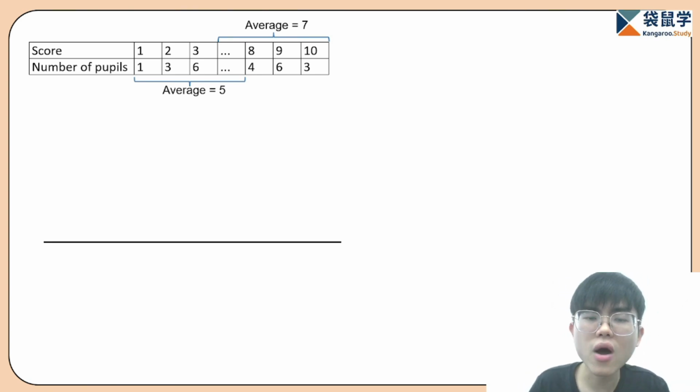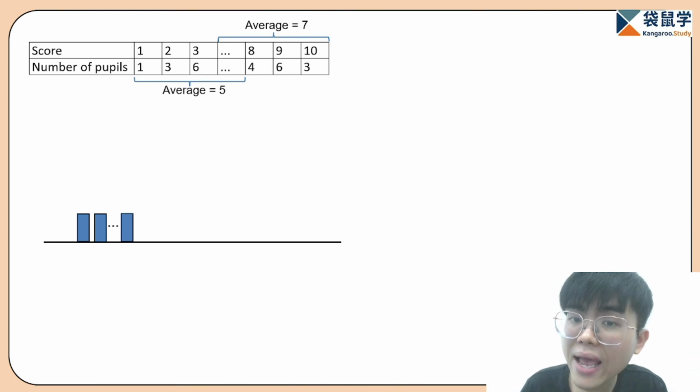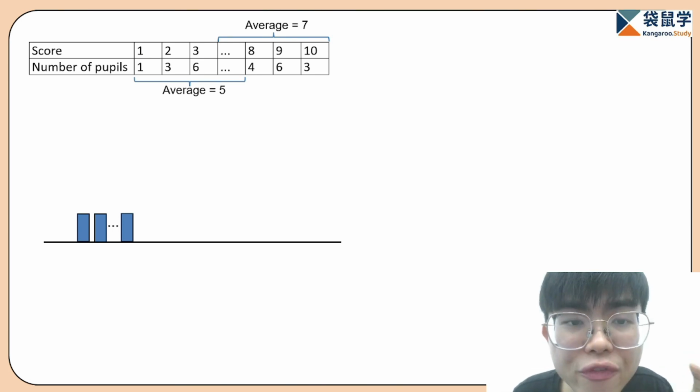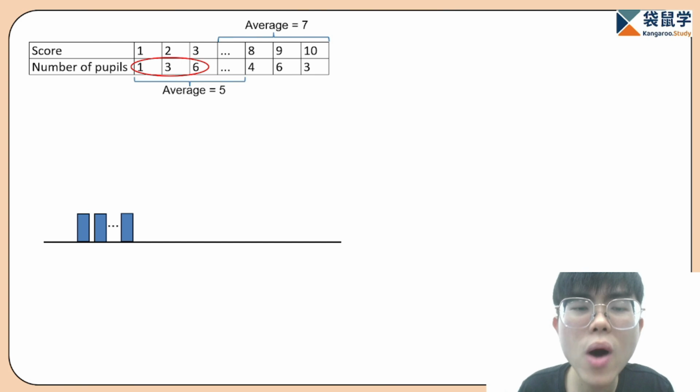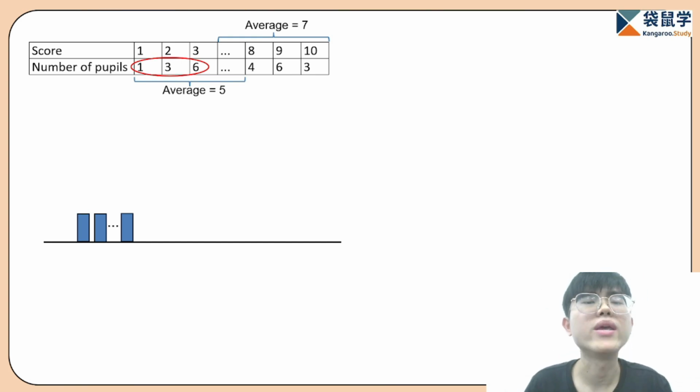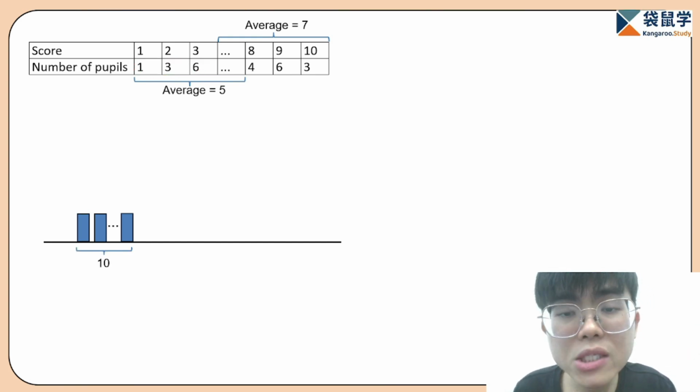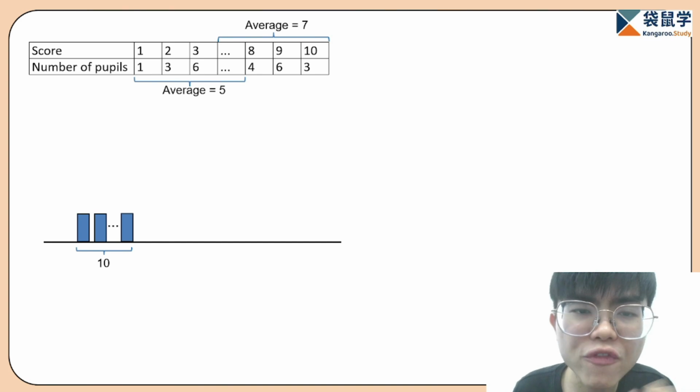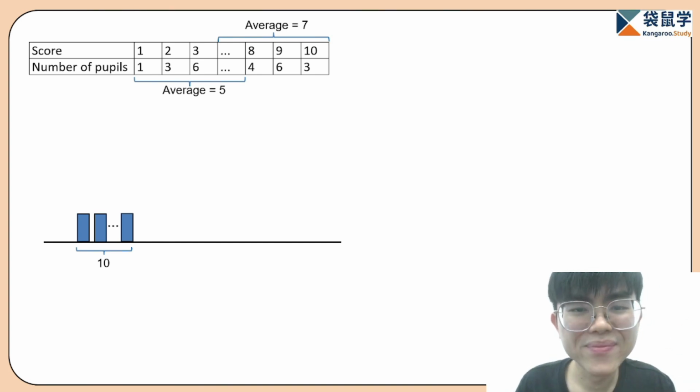Let's start from the scores of 1 to 3. How many people are there? We can get it from the table. We just use 1 plus 3 plus 6 and we get 10. Next, we have to draw the line for the average of 5. How should we draw it then?